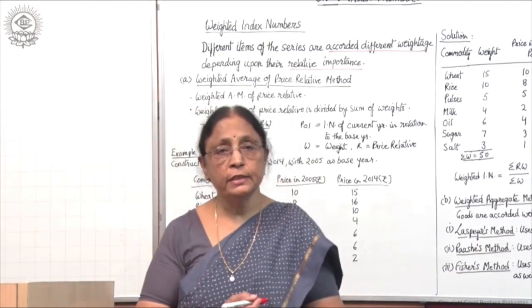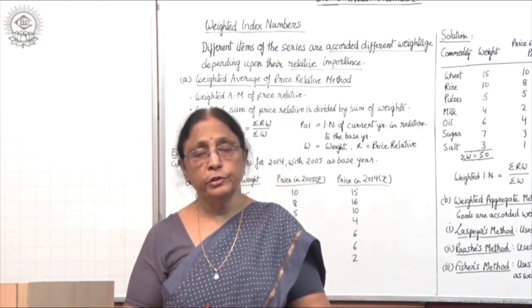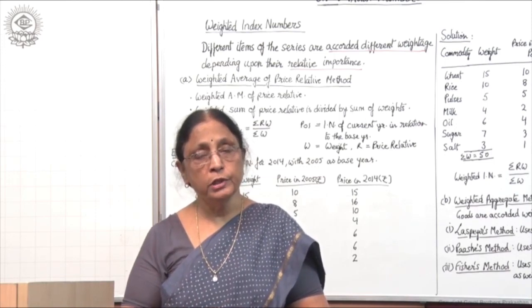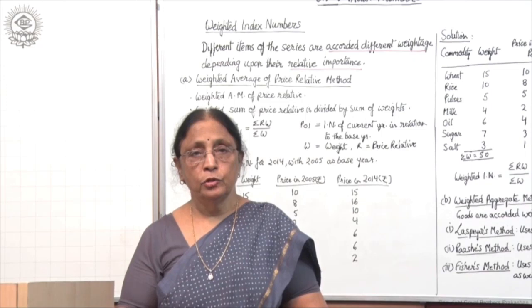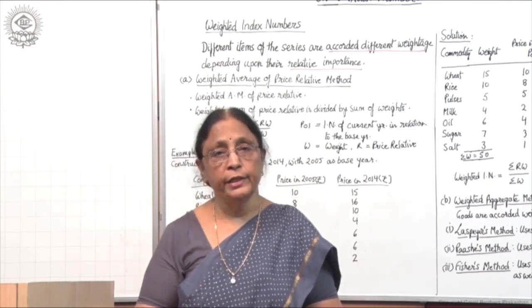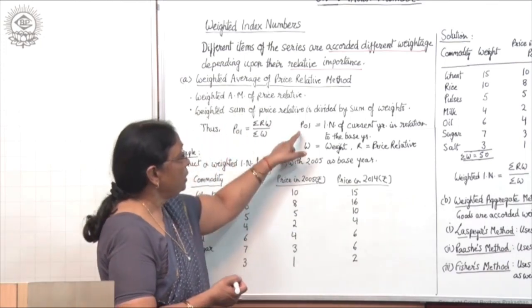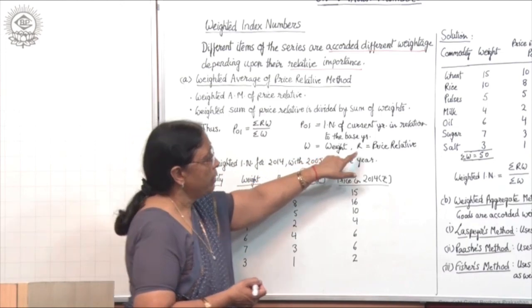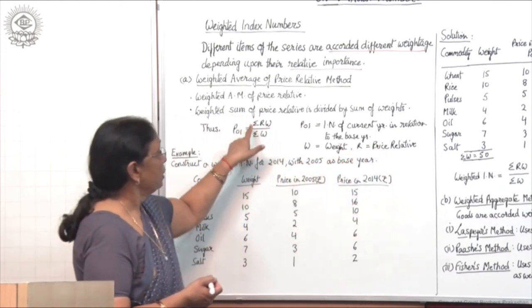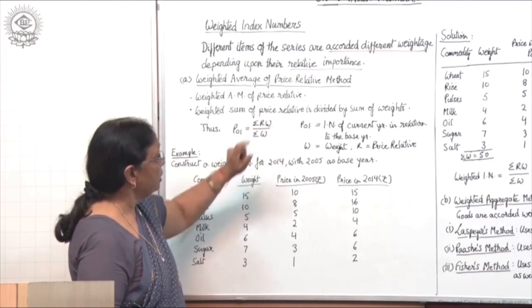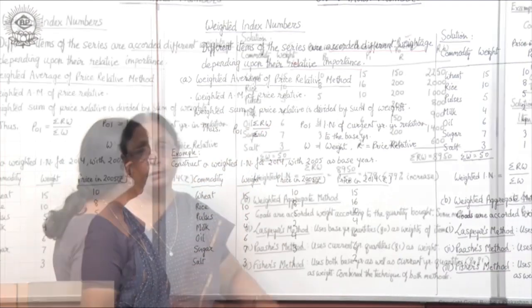P denotes index number, 0 denotes base year, and 1 denotes current year. So price in relation to base year and current year is known as P01. W is the weight and R is the price relative. Sigma RW is here, so W is the weight and R is the price relative.